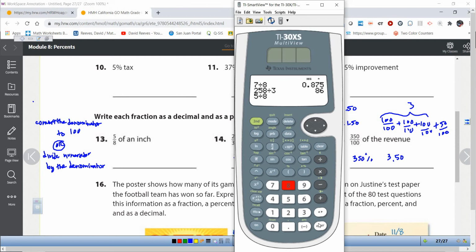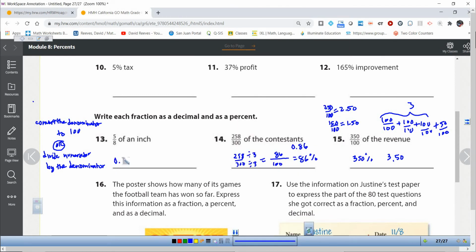5 divided by 8 is equal to 0.625, right? And again, that would be 625 over 1,000. We want that denominator to be what? We want it to be 100 if we're going to write it as a percent. All right, so if we divide each of those by 10, we would get 62.5 over 100. So this is 62.5%.